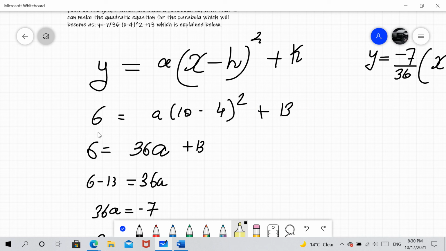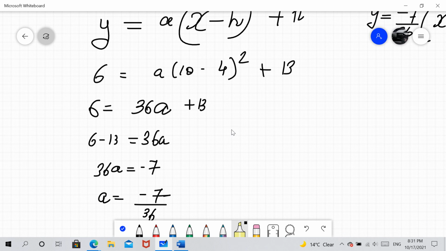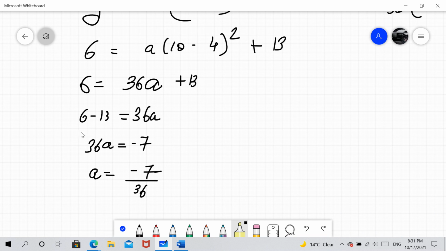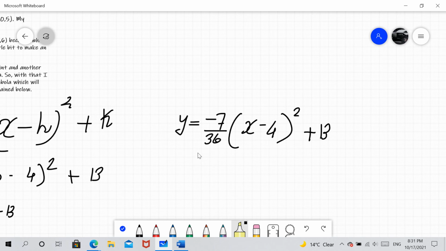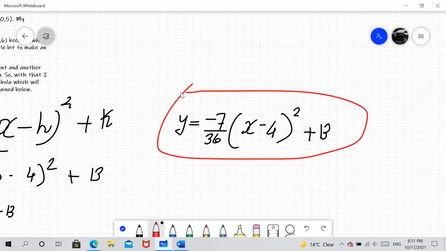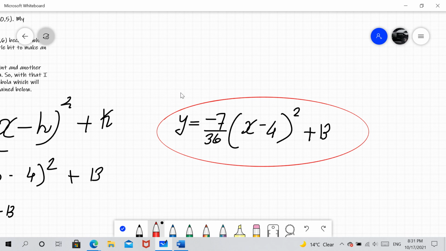Then 6 will also stay on the left hand side, LHS, some people like to call it that way. Then 6 minus 13, we bring 13 on the left hand side and then do the subtraction. 6 minus 13 is negative 7, equal to 36a, or you can write it as 36a equal to negative 7. And at the last point you get a value equal to negative 7 by 36. Hence the value of a is negative 7 by 36, and I keep it in the equation, and this is the defined equation for that shot.